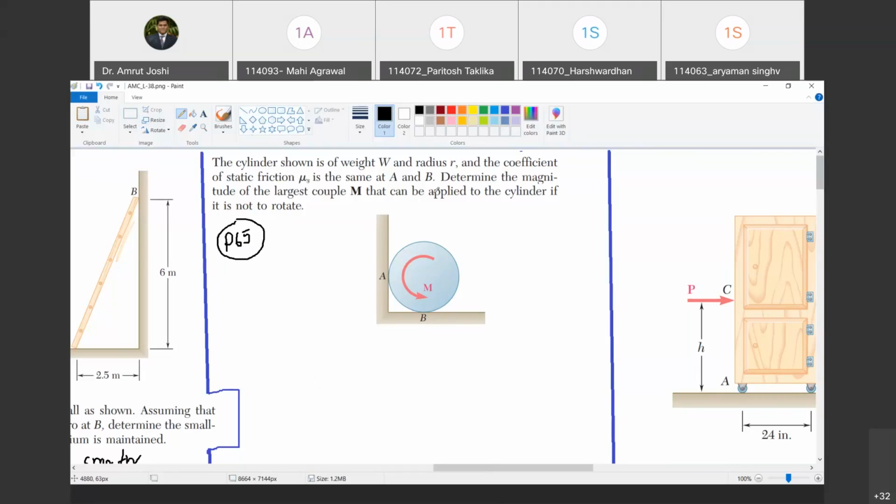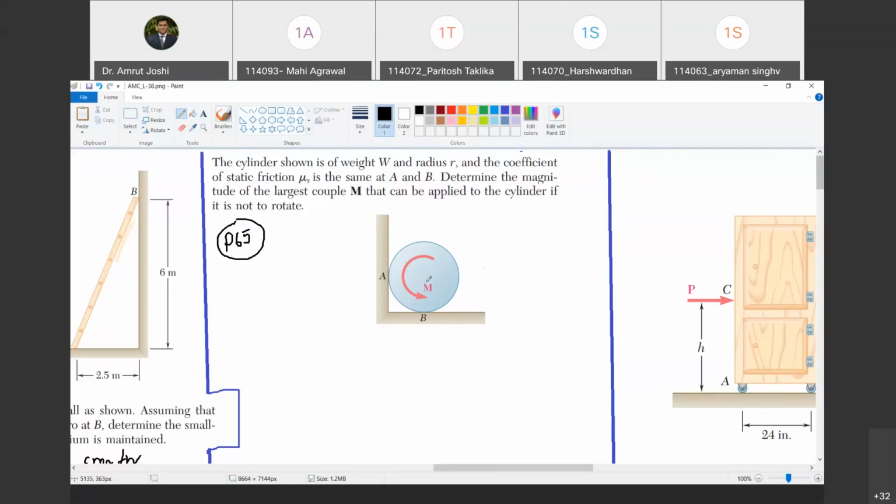So now, Mahi, can you read the statement for me? The cylinder shown is of weight W and radius R, and the coefficient of static friction μs is the same at A and B. Determine the magnitude of the largest couple M that can be applied to the cylinder if it is not to rotate. Yes. So we have to determine the magnitude of the largest couple M that can be applied to the cylinder if it is not going to rotate. That means it is on the verge of rotation. That's what we have to find out.